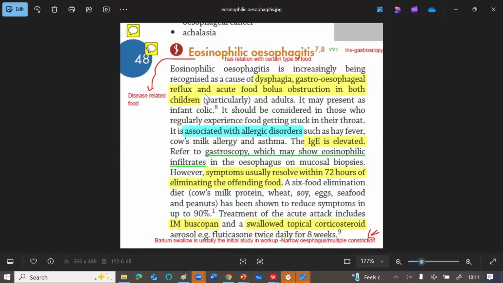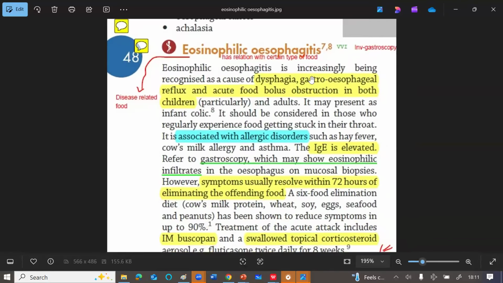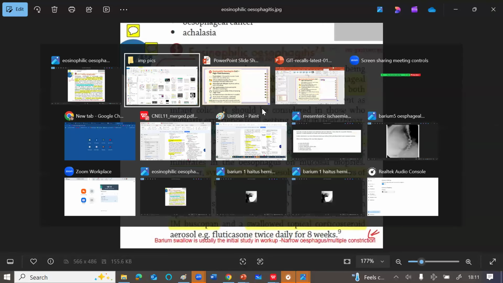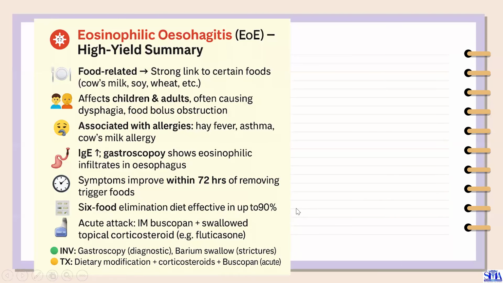So fluorinated corticosteroid. Generally it has a relation with certain foods. There can be other allergic disorders. Endoscopy can show eosinophilic infiltration, and a corticosteroid, even fluticasone, these particular things will be used actually.